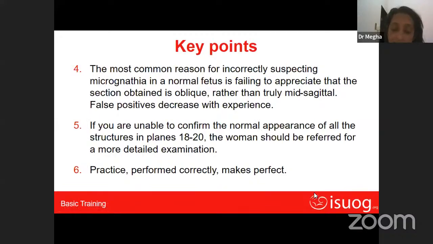Of course, if you're not happy with any of the views, it is always important that the patient be referred for a second opinion. Always practice to get the perfect ISUOG images.